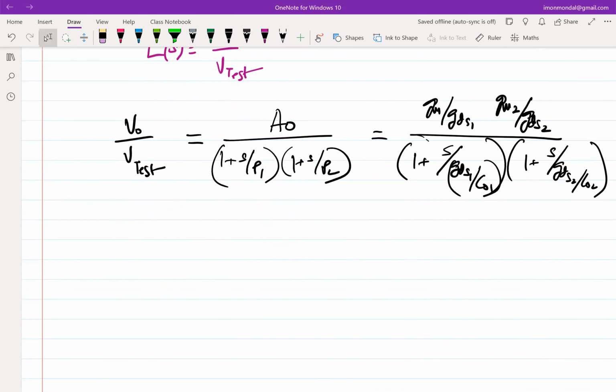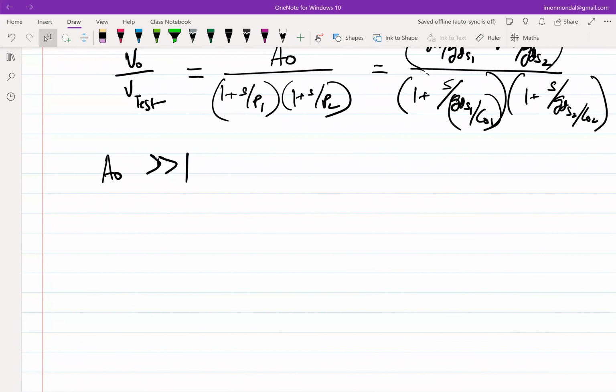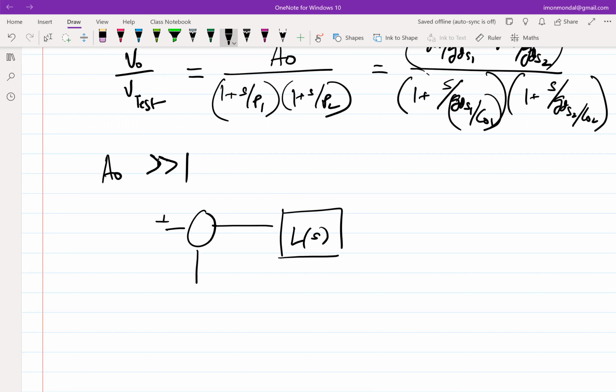Now, a couple of things. One is we are doing all these things to ensure that we get large GM, or in other words, in this case also, we want this product to be really large. We want A0 to be really large. So some assumptions: A0 is much, much greater than 1. If that is the case, now let's assume that this is your L of S, and this is your model.